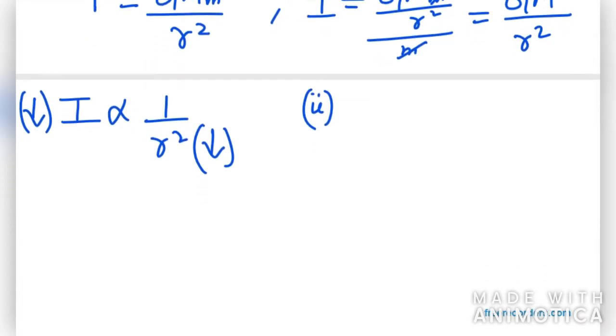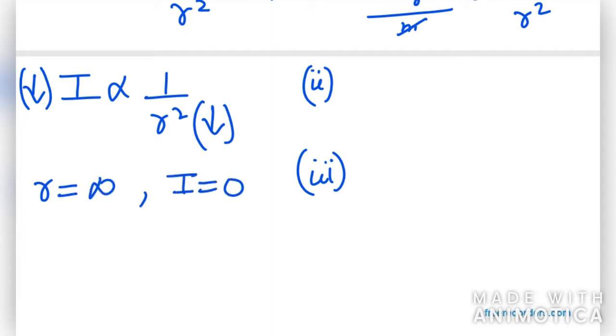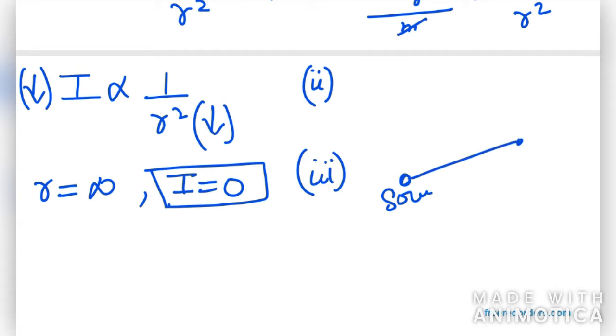The third part says that the intensity of the gravitational field I equals 0 when r is infinity. When we are given r equals infinity, my I value will be 0. That means there won't be any field intensity between the two objects, the test mass and the source. If the source and test mass are far apart, there won't be any gravitational field intensity between them, I equals 0.